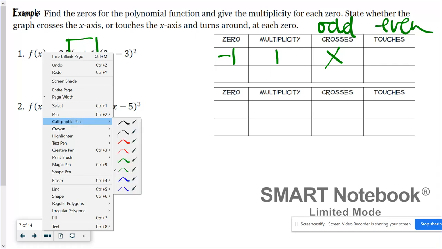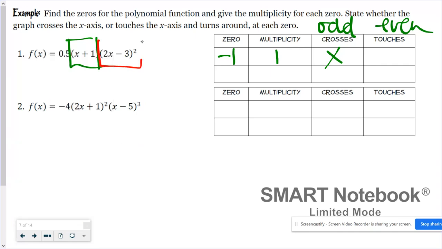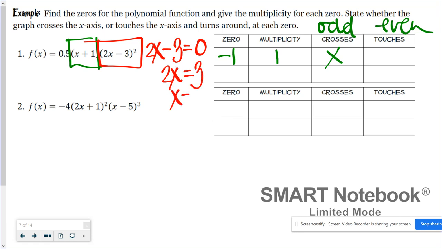The second factor, the quantity 2x minus 3 squared: when it comes to my zero, it's not as obvious. I want to solve the equation 2x minus 3 equals 0 to figure out what my zero is. So 2x equals 3, therefore x is 3/2 or 1.5. The multiplicity of that factor is 2, because that's the exponent, and since 2 is even, it touches the x-axis and bounces off.